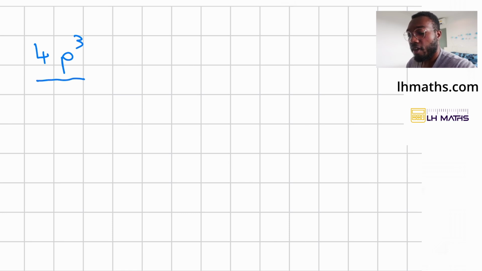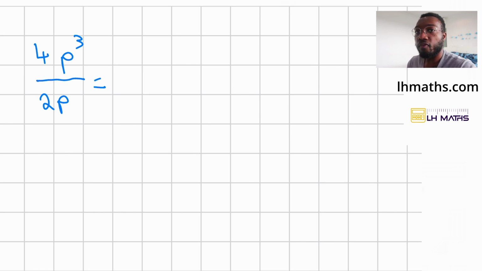Okay, so if we go through some questions now, let's start off with something like this. We have 4p cubed, and then that is divided by 2p. So how do we do a question like this? Very simple. We treat the normal numbers with each other, and then we treat the letters together.